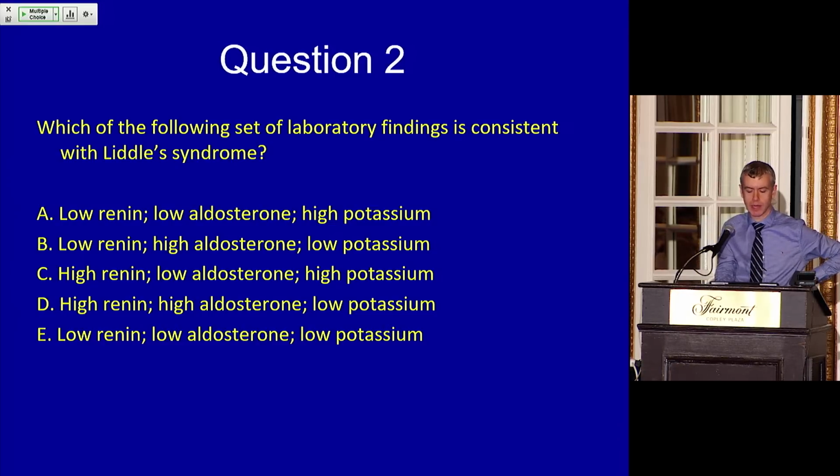Low renin, low aldosterone, high potassium. Low renin, high aldo, low potassium. High renin, low aldo, high potassium. High renin, high aldo, low potassium. Or low renin, low aldo, low potassium. Take your pick.